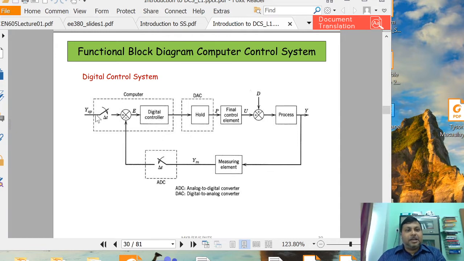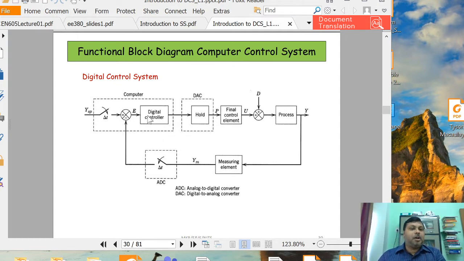In any digital control system, the analog signal measured from the field must be sampled, and then it is fed to the comparator. Now you have a process value. That process value is measured by the measuring element, and it also has to be sampled at the same rate and given to the comparator. Now the comparator is producing the sampled actuating signal or the error signal, which is given to the digital controller.